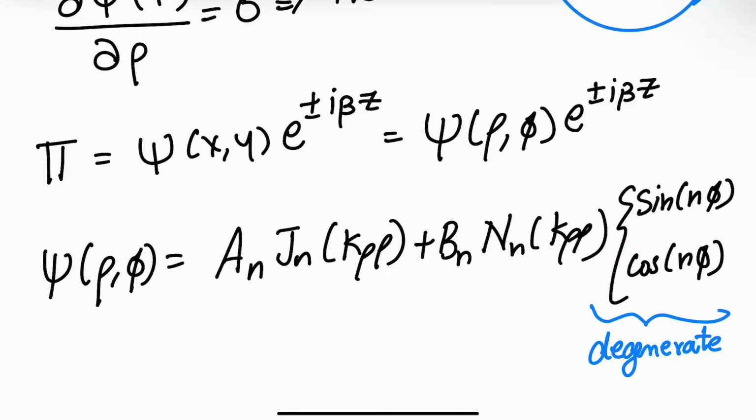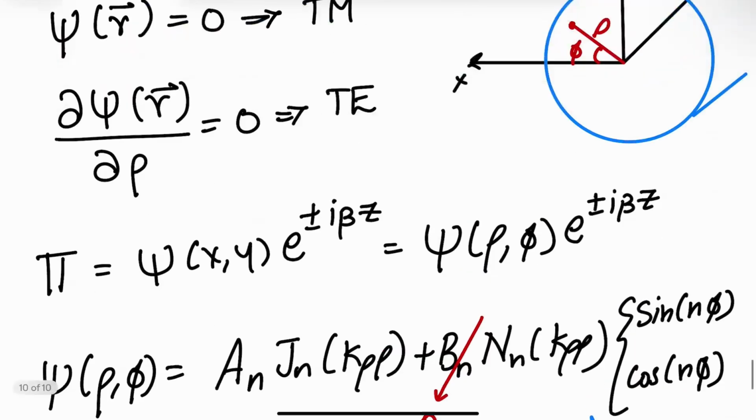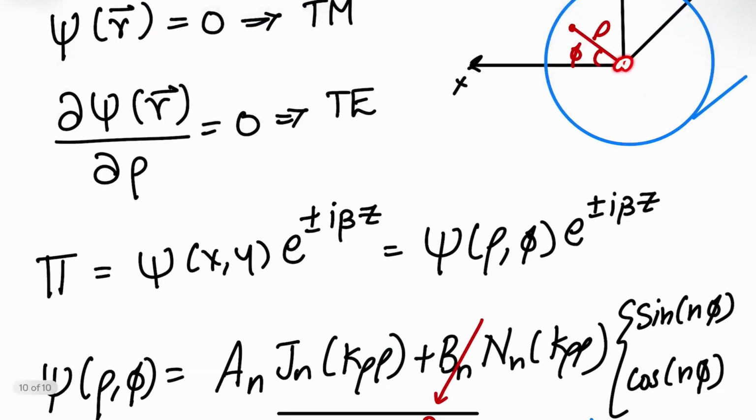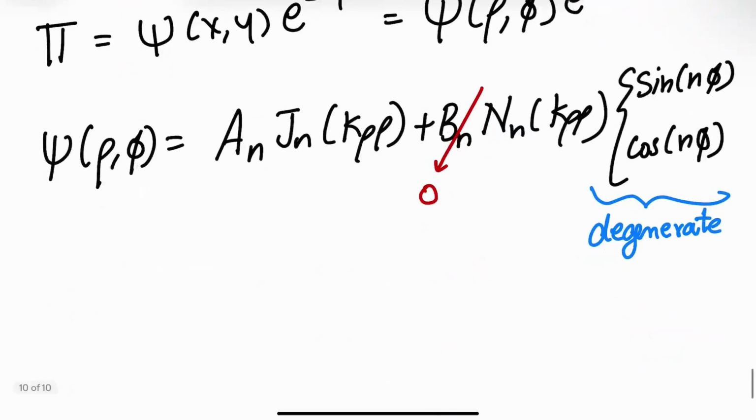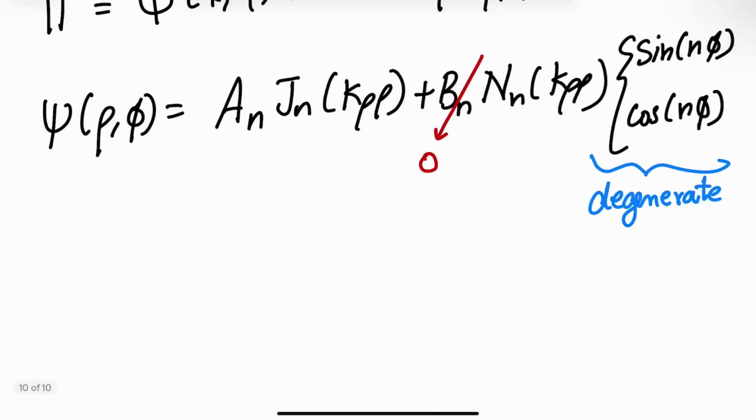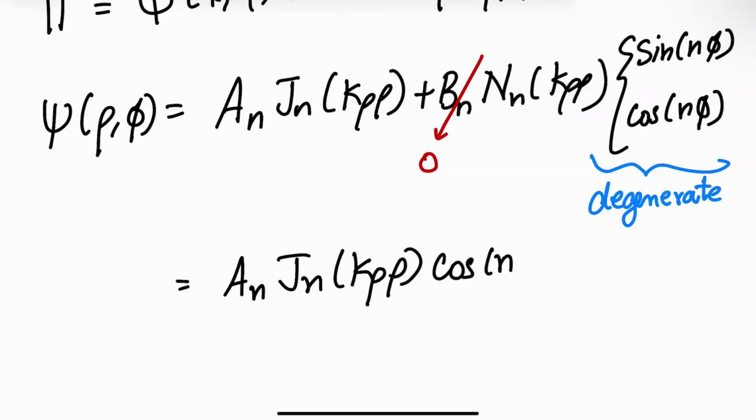Another thing is that this term must go to 0. In our problem, the origin is part of the solution domain, so we can't have fields blowing up to infinity there. Since this term has a singularity at the origin, b is equal to 0. So this essentially gives us a solution of the form A_n J_n of k_rho rho, cosine n phi.